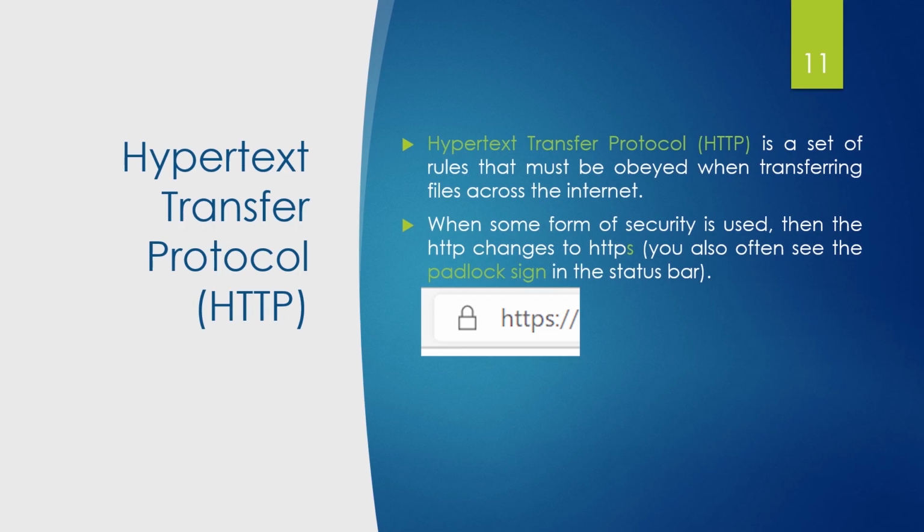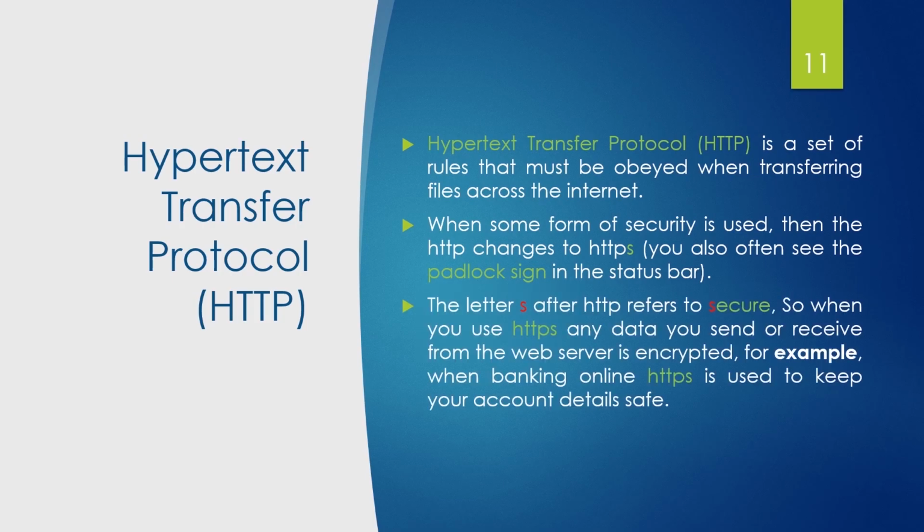You also often see the padlock sign in the status bar. The letter S after HTTP refers to secure. So when you use HTTPS, any data you send or receive from the web server is encrypted. For example, when banking online, HTTPS is used to keep your account details safe.